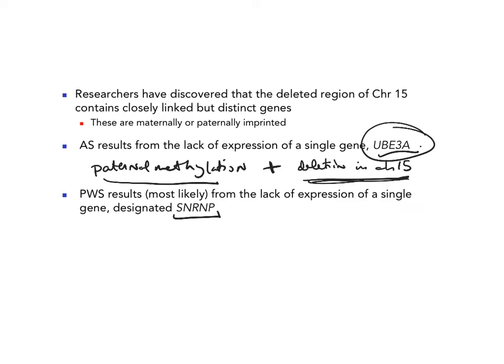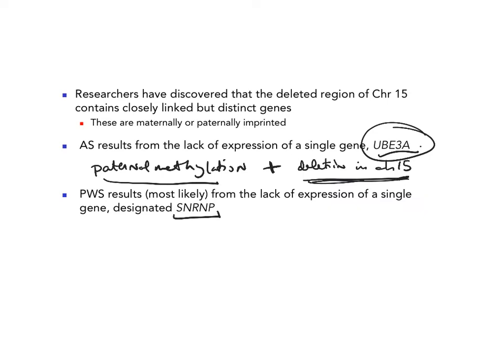SNRPN encodes a small nuclear ribonucleoprotein polypeptide N. Now you know why we use abbreviations. This protein is involved in gene splicing, so it actually controls gene splicing. If you can't remove the introns from a pre-messenger RNA, then a correct polypeptide is not going to be produced from the mature messenger RNA. And actually, that pre-messenger RNA will never even leave the nucleus.